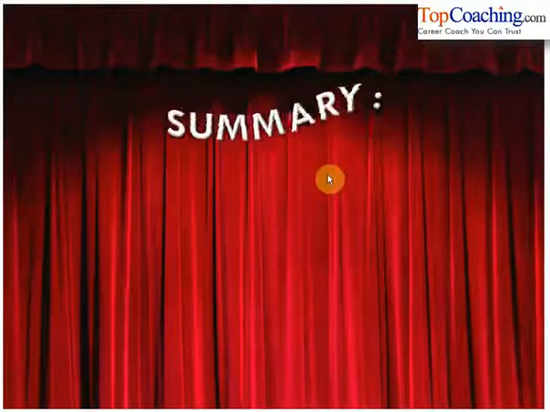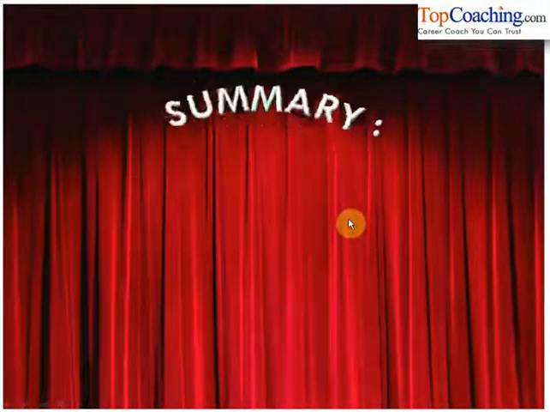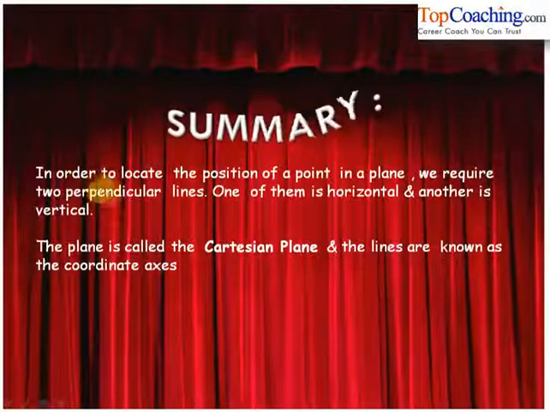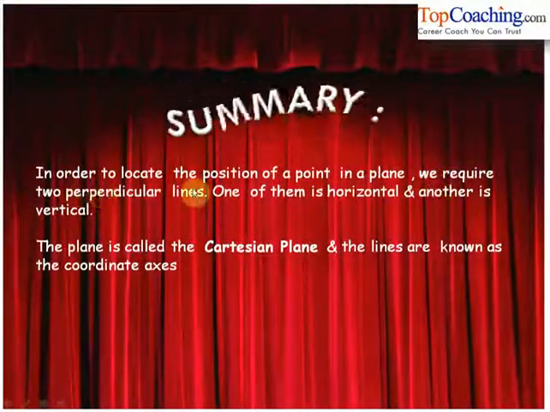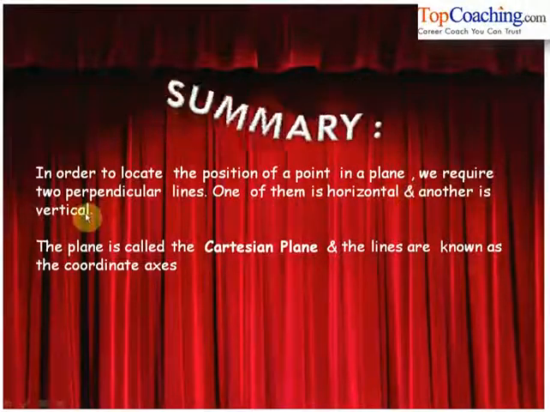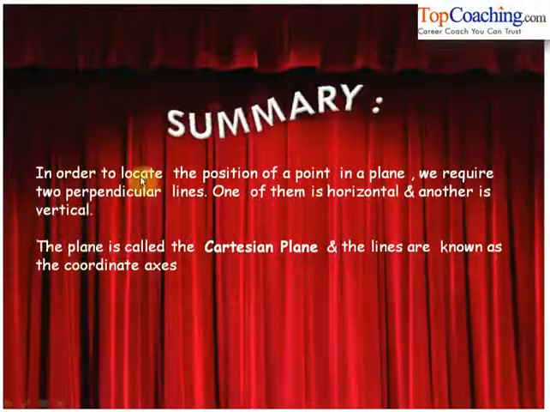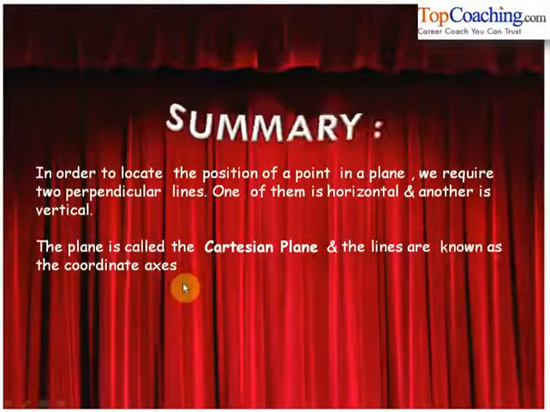So it's time for us to summarize in a nutshell all that we have studied in this chapter. The first is, in order to locate the position of a point in a plane, we require two perpendicular lines. One of them is horizontal and another one is vertical. The plane is called a Cartesian plane, and these lines are known as the coordinate axes.